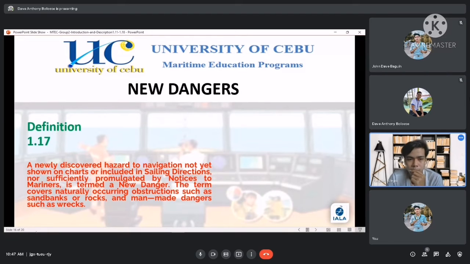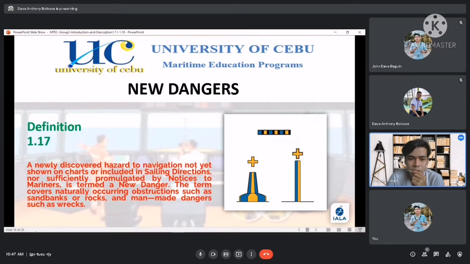New dangers. So definition 1.17. A newly discovered hazard to navigation, not yet shown on charts or included in sailing directions, nor sufficiently promulgated by notices to mariners, is termed a new danger. The term covers naturally occurring obstructions such as sandbanks or rocks, and man-made dangers such as wrecks. So this is an example symbol of a new danger. Next slide, please.